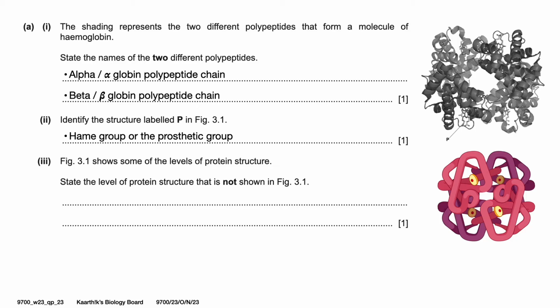Then figure 3.1 shows some of the levels of protein structure. State the level of protein structure that is not shown. The image given here, 3.1, shows the levels of protein structure, and they are asking which level of structure is not shown. As we all know, hemoglobin is a quaternary globular protein, which is formed by different tertiary proteins. So the structure which is not shown here is the primary structure. The basic amino acid sequence is not shown here.